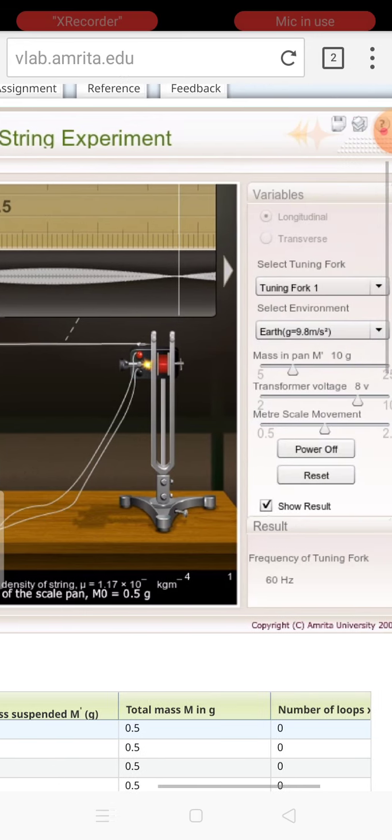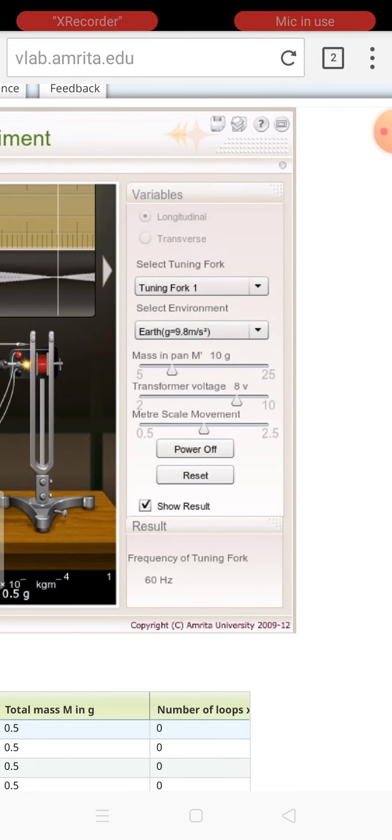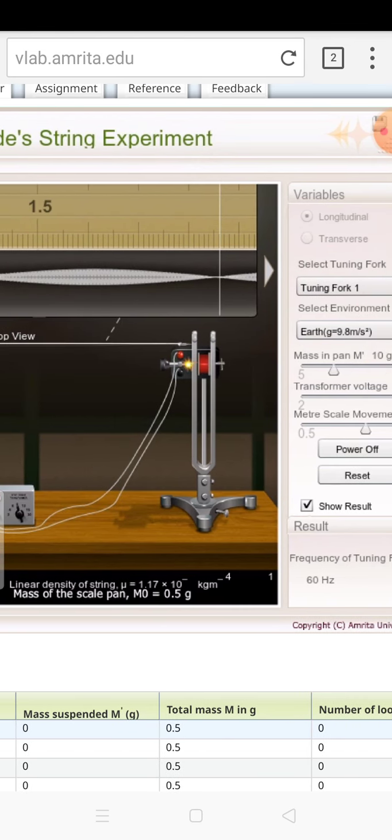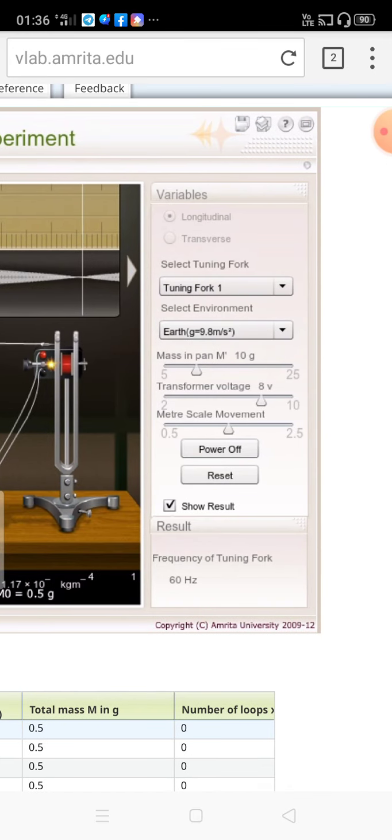So this way, when you put any weight by using the weight slider, you will get a different size of L, that is L2 minus L1. Now what I have done is in longitudinal mode. So you have seen the transformer voltage is 8 volt, fixed. You do not change it. So it will work very well.